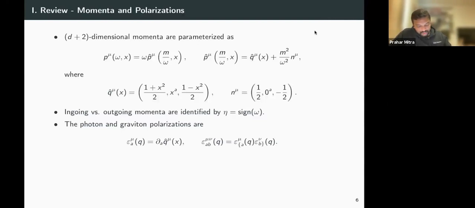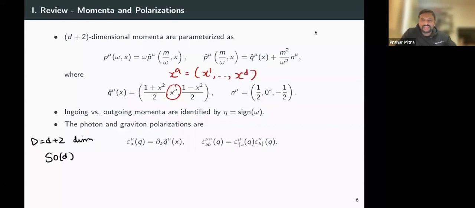And the polarizations are very simple. In D plus 2 dimensions, massless particles transform according to the little group SO(D). A photon is a vector of SO(D), so it has components 1 to D. I should have mentioned what this A is. This x^A is just x^1 through x^D, an index that runs from 1 to D. So a photon has D polarizations in D dimensions, and that's what this A is. As you can see, there are precisely D polarizations. And a graviton transforms under the symmetric traceless representation of SO(D), and that's given by this formula right here.